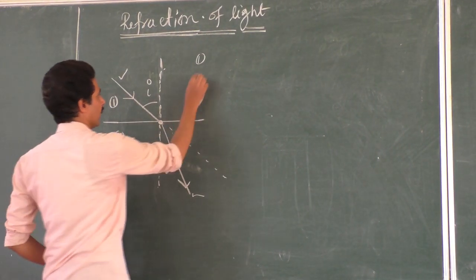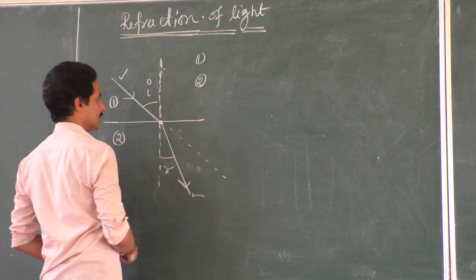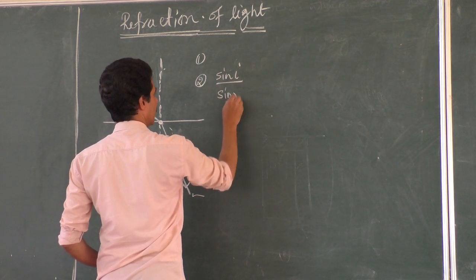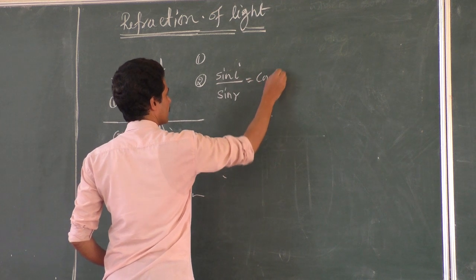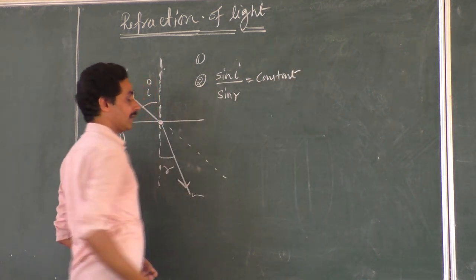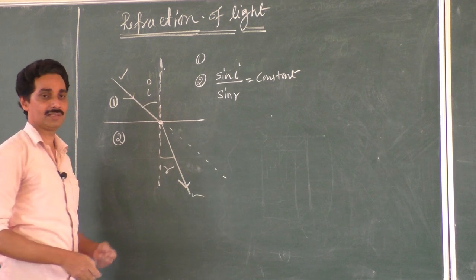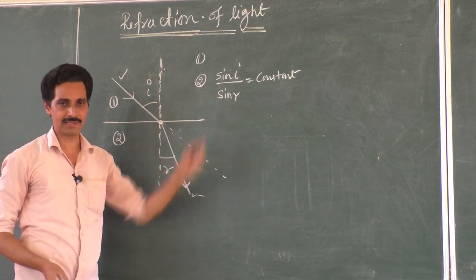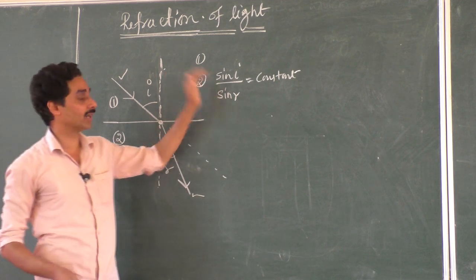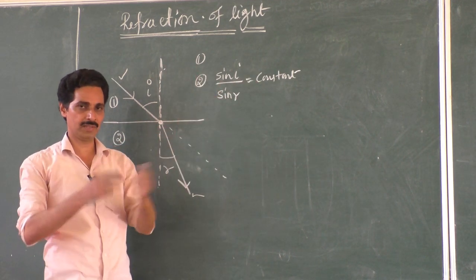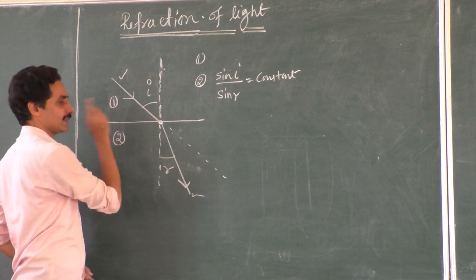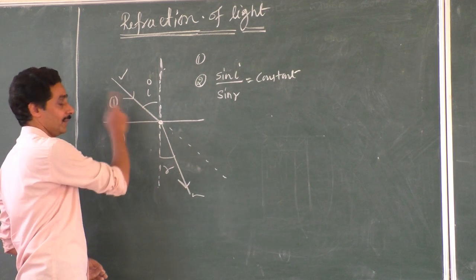Okay, what about the second law? The second law says the ratio of the sine of the angle of incidence to the sine of the angle of refraction is always a constant, but you are not allowed to change the pair of media and test this. You are not allowed to change the color of light and test this. Whether you get the same constant or not has to be checked by taking the same two media and the same color of light.